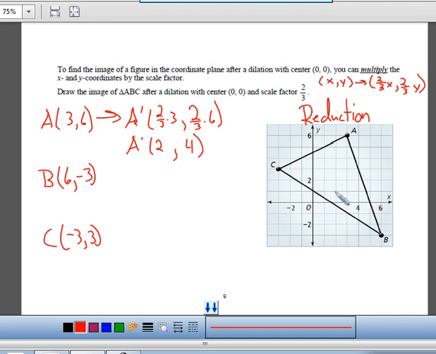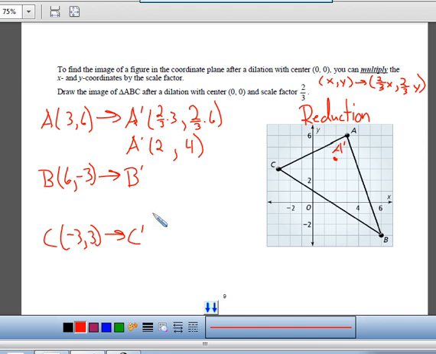Go over 2, up 4, put a dot, and that point is right there. That's A prime. Remember, this image should look smaller. Okay, you know what, this video is getting a little long. I want you to try B prime and C prime on your own.